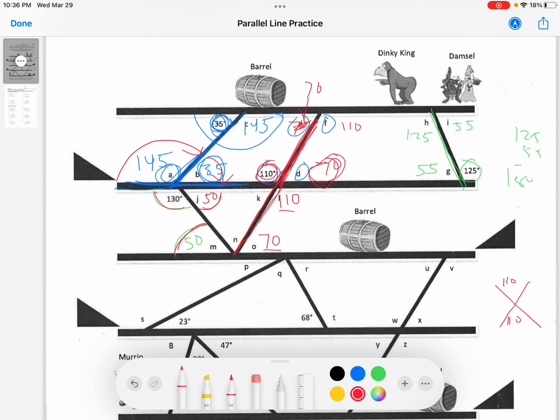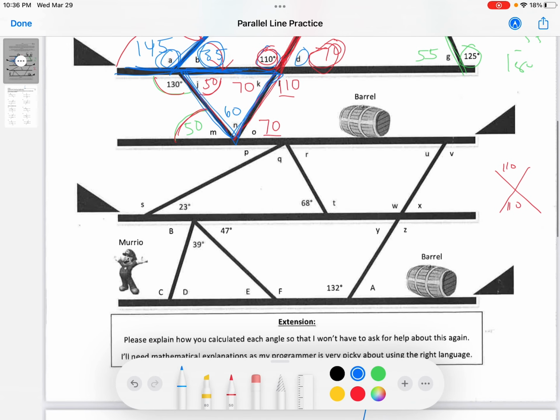Okay, now if this is 110, this is 70, and now this, let's color this in blue. Now I've got this blue triangle, and angles in the blue triangle add up to 180, so this has to be 60 because 60 plus 50 plus 70 adds up to 180. Okay, well, I won't give the rest of it away. I'll let you enjoy the last couple of lines here.